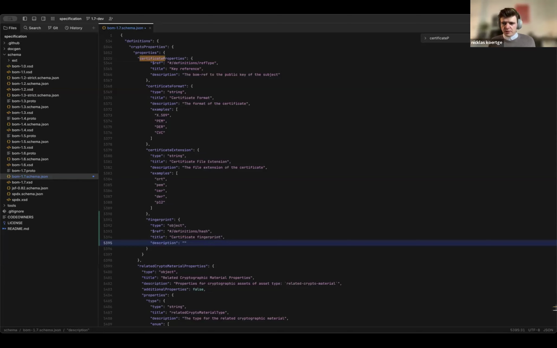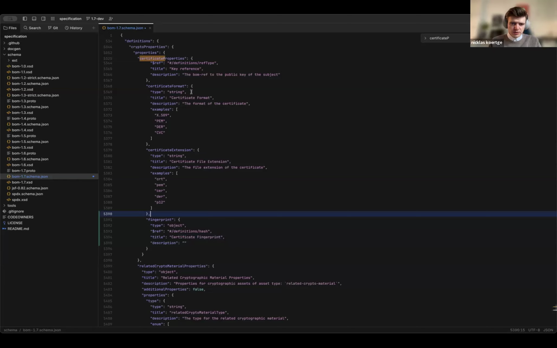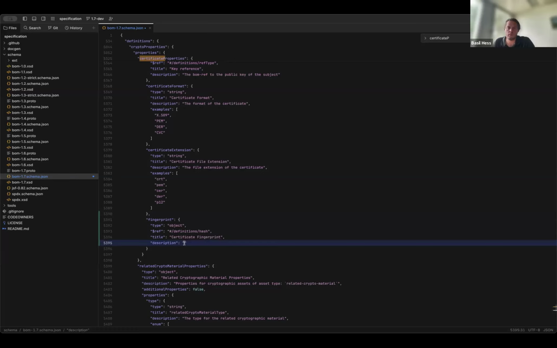So yeah, please feel free to say something if you disagree with what I wrote. So for title, I have certificate fingerprint, which I guess should be uppercase. And look at definitions. Is hash something that you now defined new, or is this something that already exists? Or is this definition of hashes new? So hashes is not new. This is already used for the hashes, I guess, of the components. Yeah.